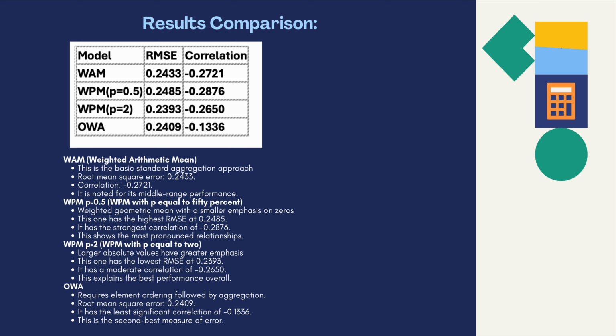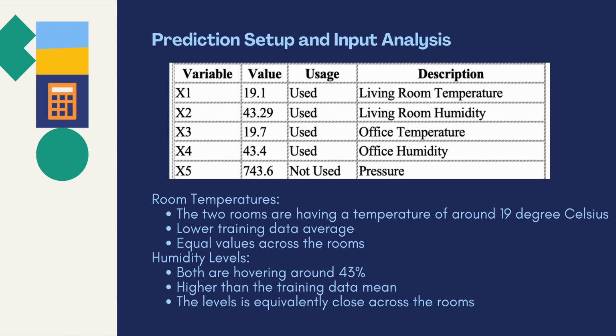And comparing the results, WPM with P equals 2 performed best with the lowest RMSE, where the result is 0.2393, whereas WPM with P equals 0.5 showed the strongest correlation with a result of minus 0.2876, and OWA provided the second best error measurement, whereas lastly WAM served as our baseline model.